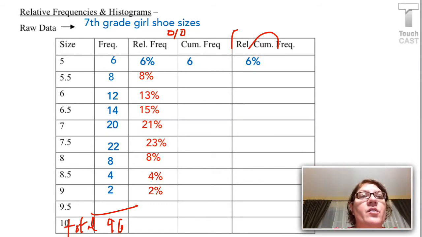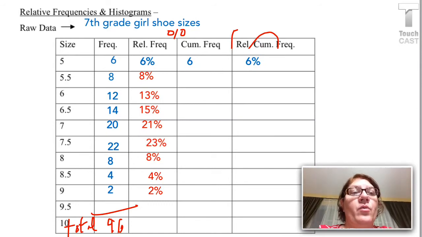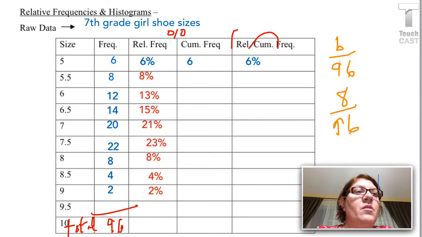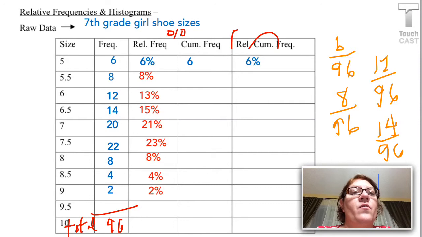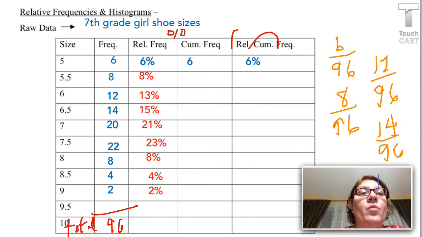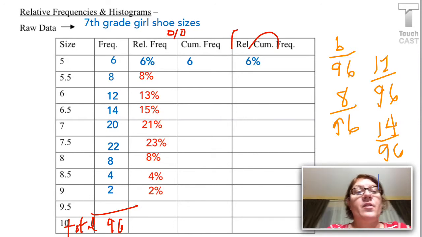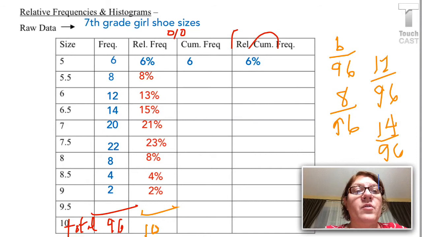So I did the calculations for every single one of these rows. So I did 6 out of 96, and then I did 8 out of 96, and then I did 12 out of 96, and then I did 14 out of 96, and so forth all the way down. And they're rounded to the nearest percent. So again, I want to double check and make sure that I didn't mess this up. So if I add all these up, they should total 100%.